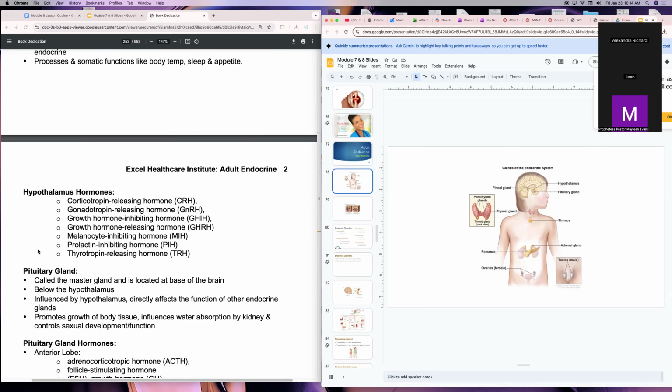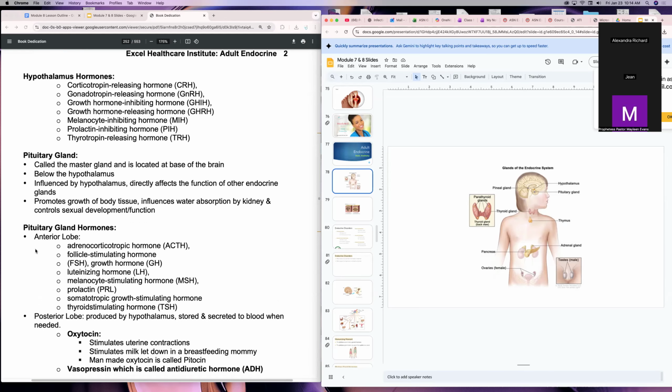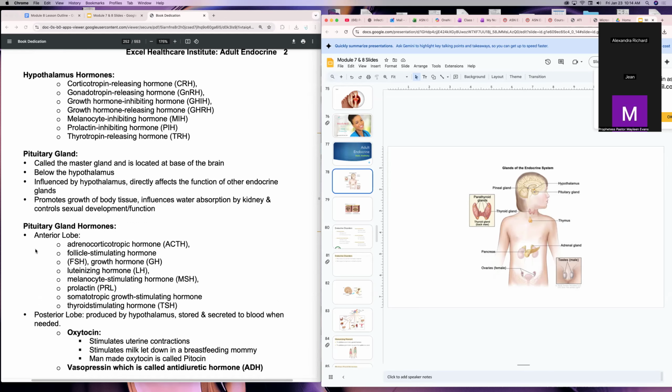Next up is the pituitary gland. It's often called the master gland, and it's located at the base of the brain below the hypothalamus, and it is influenced by the hypothalamus. So a lot of people call the pituitary gland, like I just said, the master gland, but it's so funny because the pituitary gland is influenced by the hypothalamus. So really, it's like the hypothalamus is running the show because it influences the pituitary.